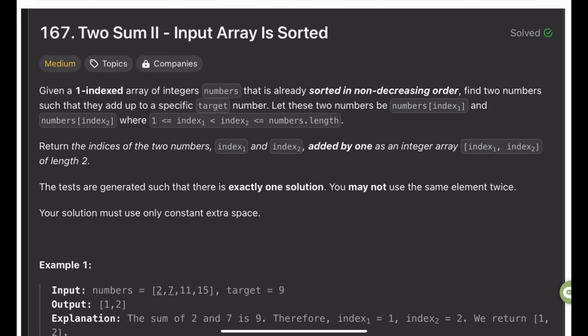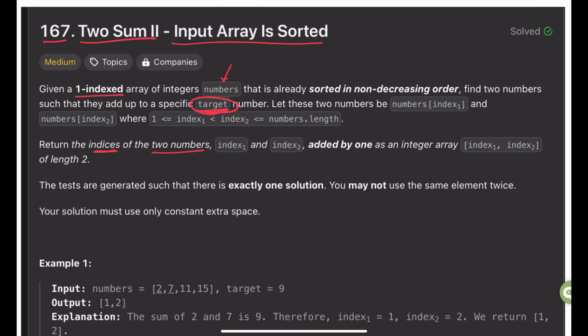Hello everyone, in this video we'll be solving problem 167, Two Sum Part 2. The input array is sorted. The problem statement is we are given a one-indexed array of integers numbers and a target. We need to return the indices of two numbers whose sum is equal to the target given to us.